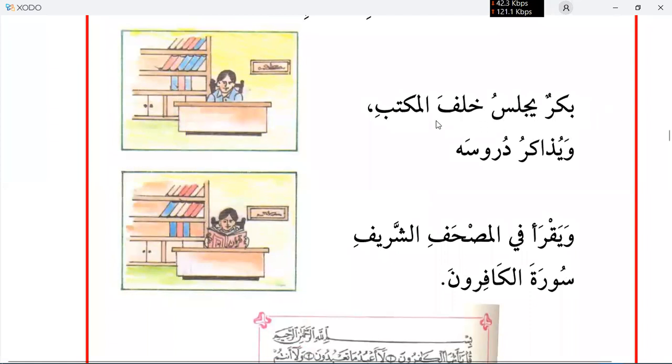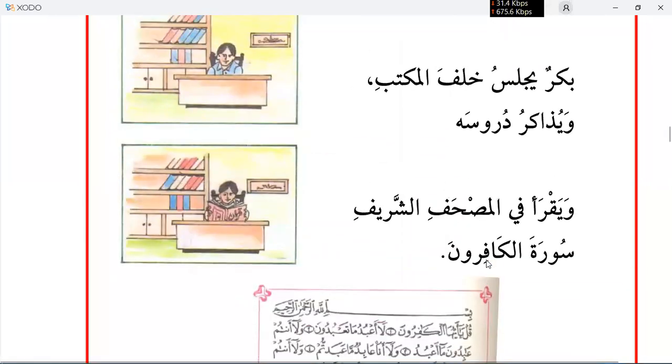Bakrun yajlisu khalf al maktab. Bakr is sitting behind the table. Wayudhakiru durusahu, and he is revising his lessons. Wayaqra'u fil mushafish sharif, and he is reading in a Quran copy, Surat Al-Kafirun. He is reading Surat Al-Kafirun in the Quran.